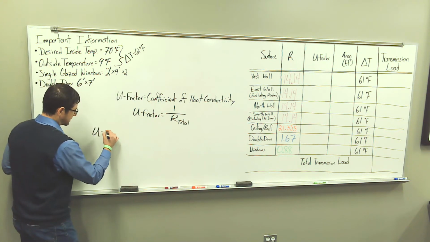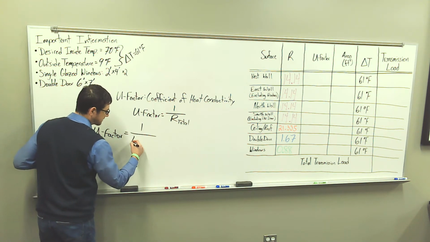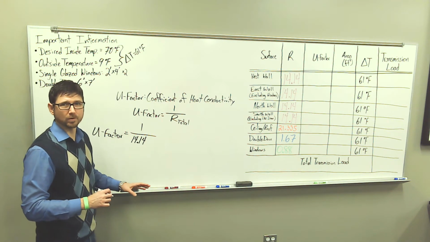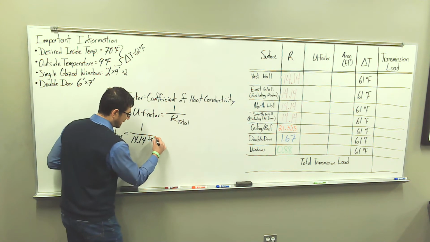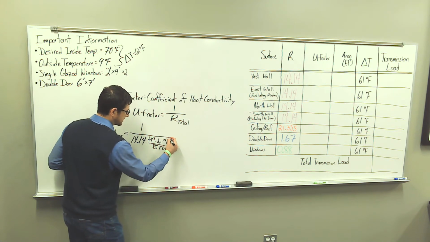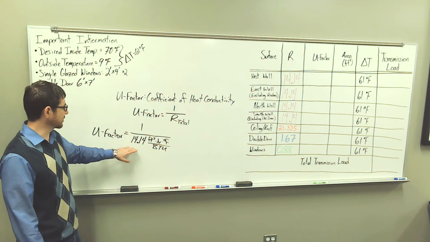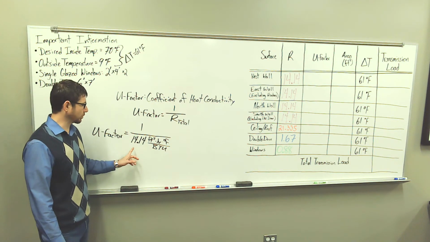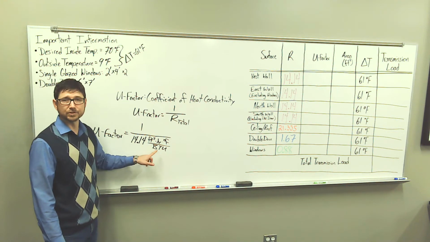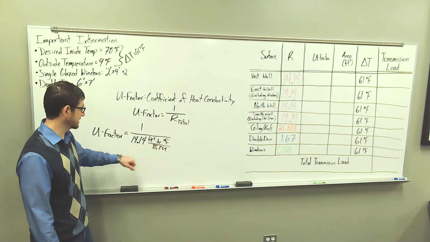I'm going to say U factor is equal to 1 divided by 14.14, and our units for total R value are feet squared hour degree Fahrenheit per British thermal unit, okay? And so the U factor is just the inverse of the R value. Now, not only are we going to take the inverse of the numerical value, we're going to take the inverse of the unit value as well. So our units are going to be the inverse of this, okay?